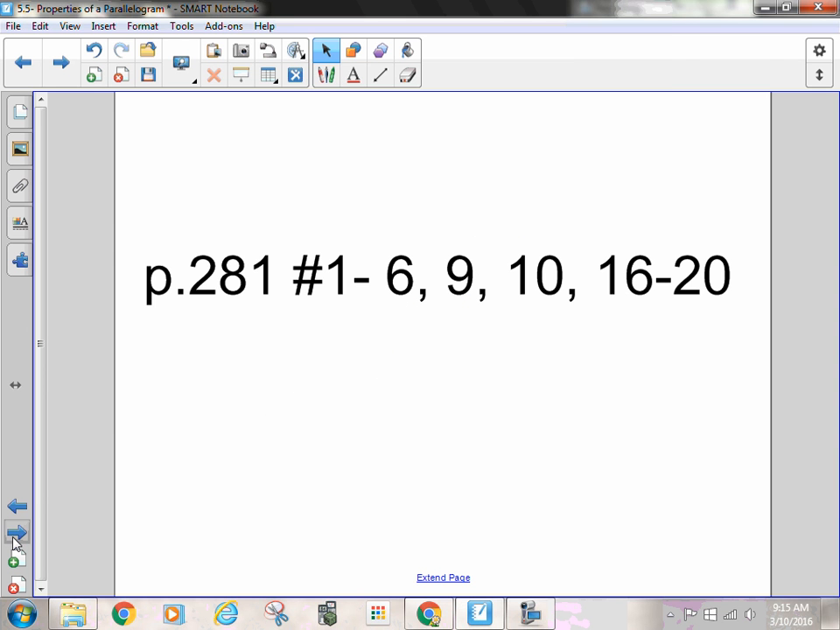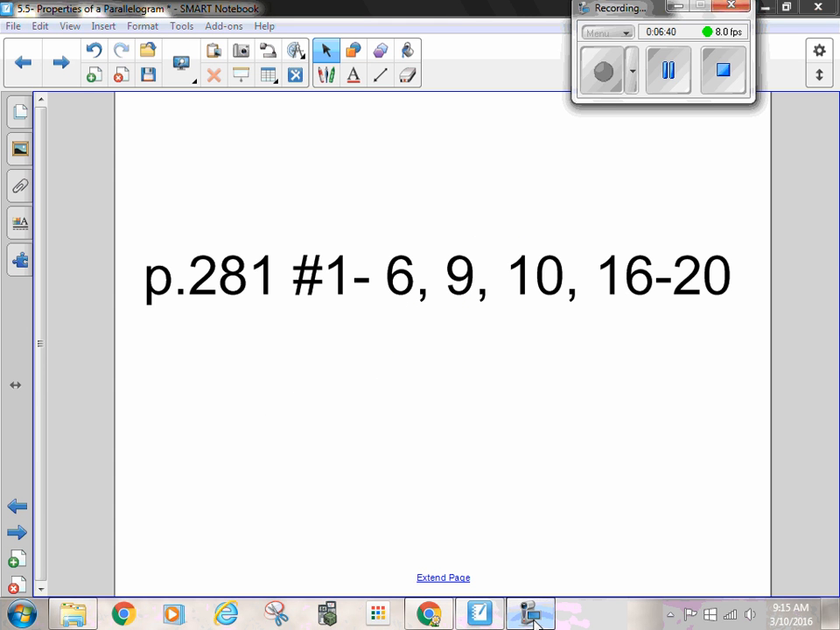All right, so here's your assignment. You will see problems needing the parallelogram properties and about the resultant vectors.